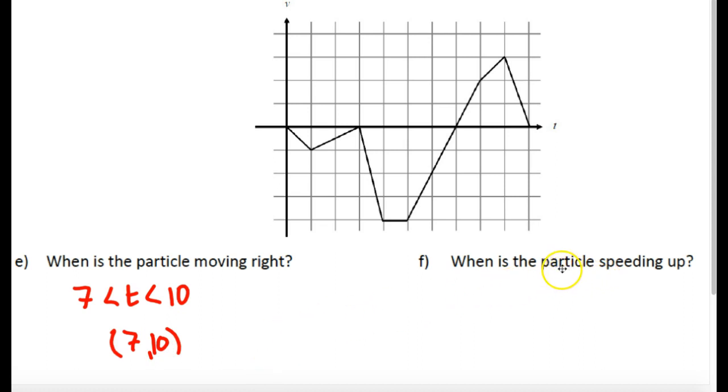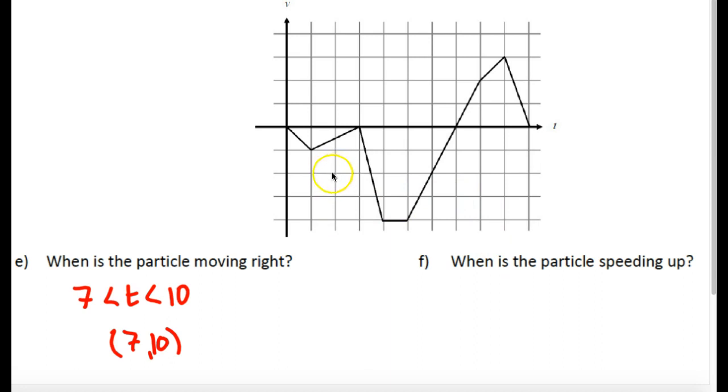Now, when is the particle speeding up? Okay, this is a key one. Speeding up and slowing down are questions that are asked very often, and we're going to revisit this in the next couple of days. But this is kind of our first taste. The particle is speeding up, remember, when velocity and acceleration have the same sign.